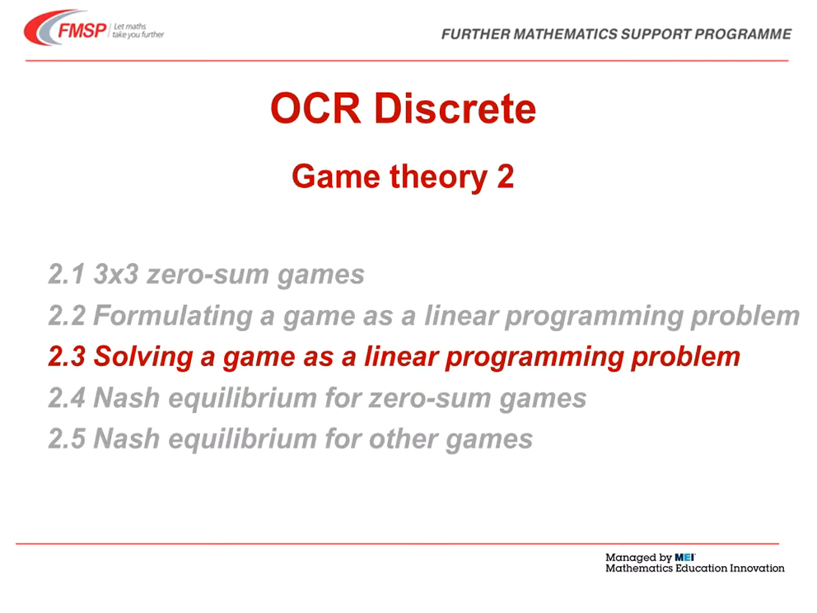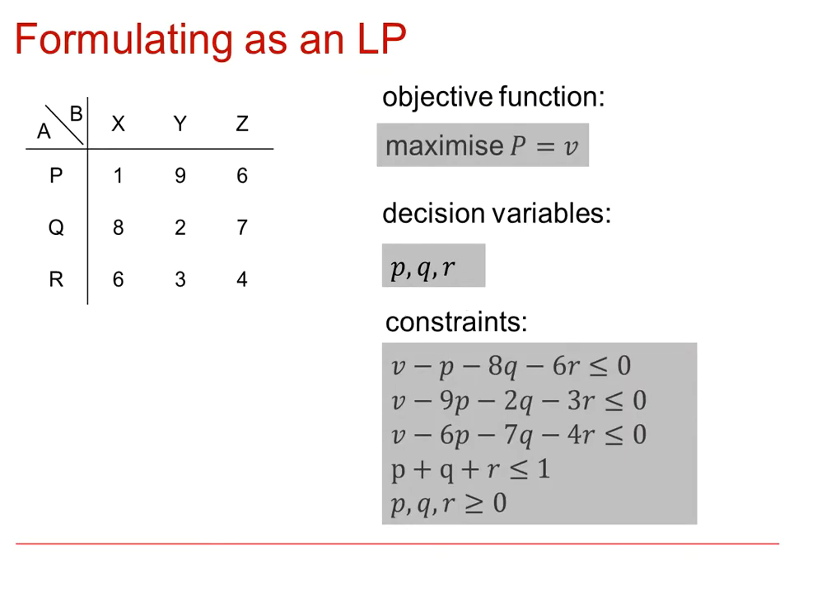Hello, this is the third video of Game Theory Series 2 for OCR Discrete Further Mathematics. And we will look at how to solve the m times n game as a linear programming problem and then interpret the solution. In the previous video, we formulated a 3x3 zero-sum game as a linear programming problem.